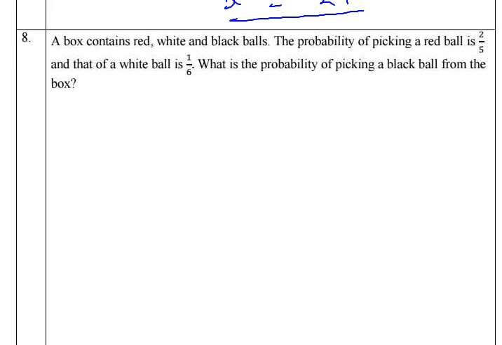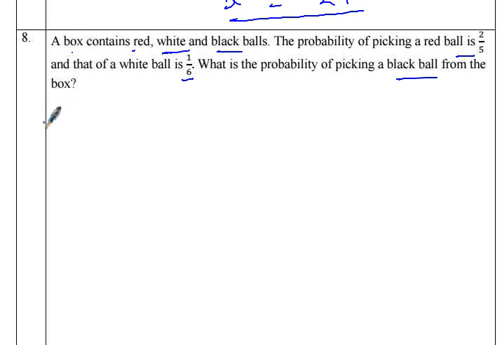Here we go. Question 8. We are told that we have a box which contains red, white, and black balls. The probability of picking red is this, and that of picking a white ball is this. And we are supposed to find the probability of picking a black ball from the box.